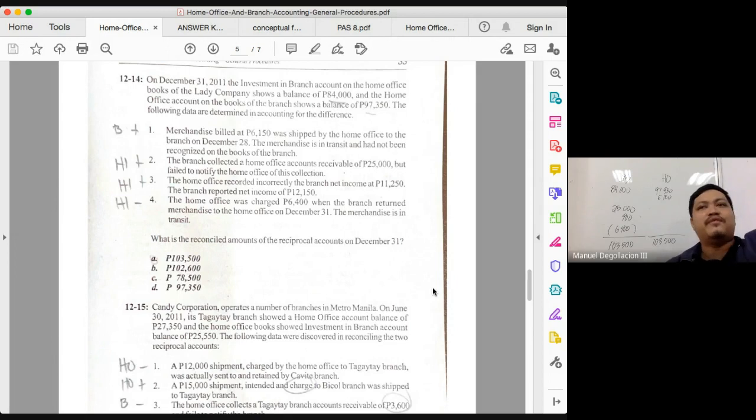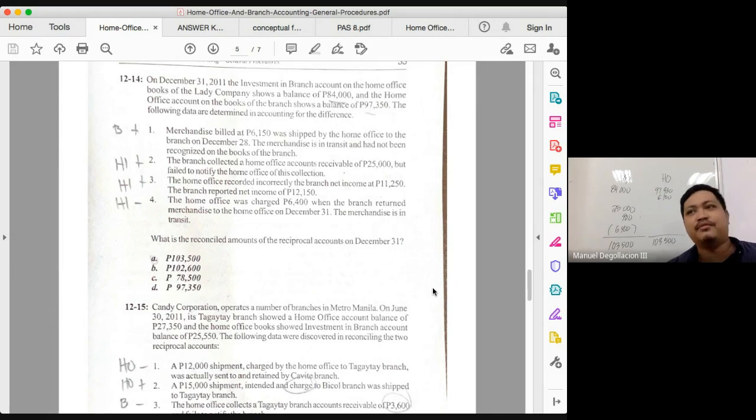If you're given a very long problem and the question is just to compute for the correct or adjusted balance of the reciprocal accounts, what would be the wise approach to the problem? Identify first whether the transactions are an adjustment to the investment in branch account or the home office account. Then you choose to work with the account that has the lower number of adjustments. Okay, you do that if the problem is very long or if you are short on time.